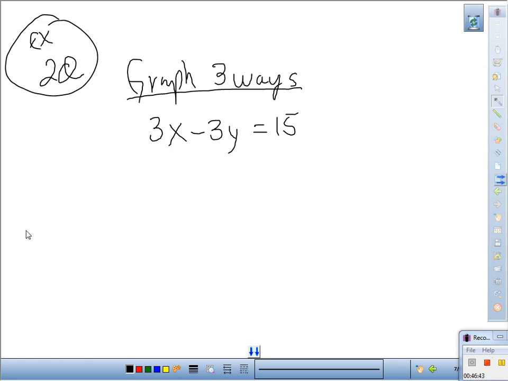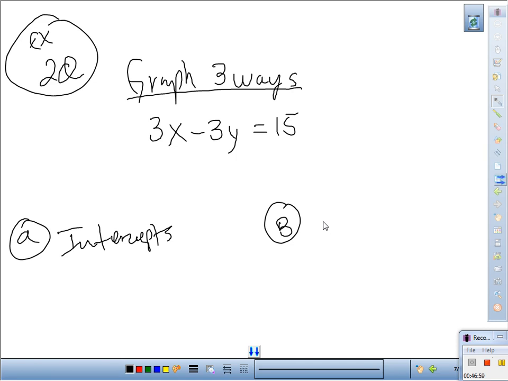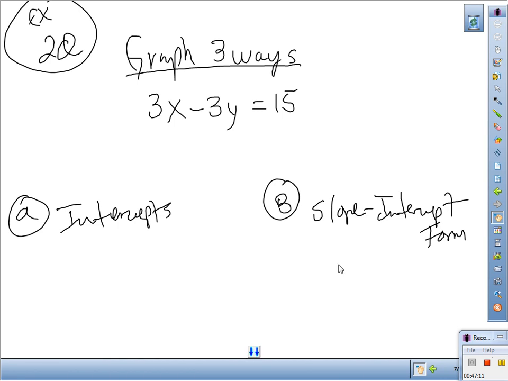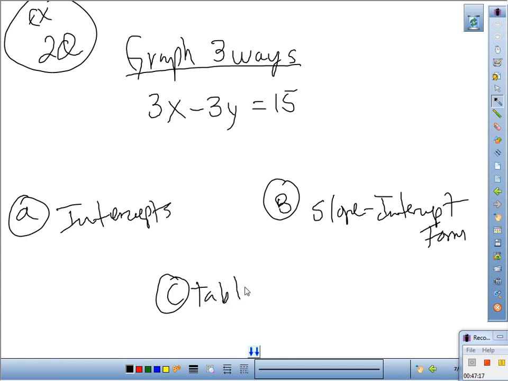So for the work, label it A. I want you to do that one by intercepts. B, you're going to label that and do the work. Show me the work for the slope-intercept form. And for C, you're going to write table. So on your blank sheet of paper, do the work for that, but then you're going to graph on the study guide, okay? Okay, I'll give you some time for that. Ready, copy, and go.